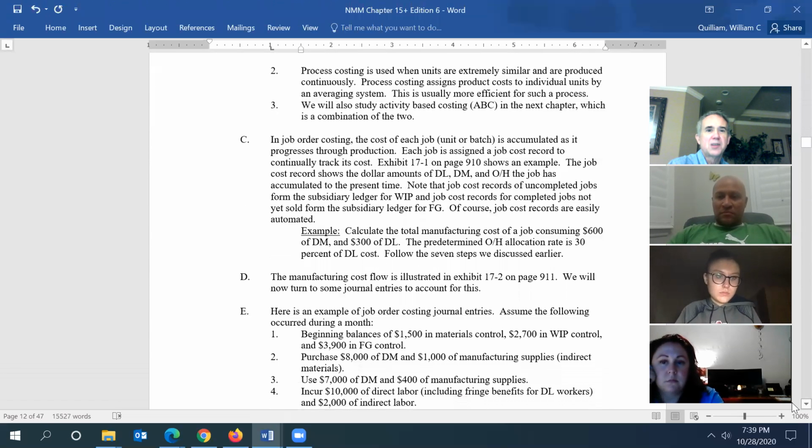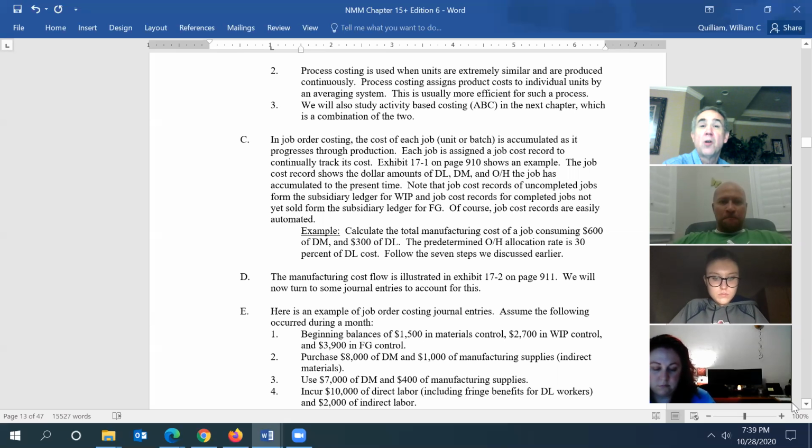Now, we won't see it in this course, but there's also something called process costing. And that's used when units are extremely similar and are produced continuously. Process costing assigns product cost to individual units by an averaging system, and that's usually more efficient for such a process. For example, most consumer products are produced in a continuous stream and they're identical or almost identical.